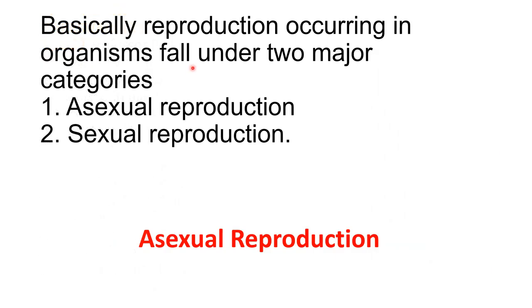Reproduction occurring in organisms falls under two major categories: asexual reproduction and sexual reproduction. The reproduction method which helps to perpetuate its own species without the involvement of gametes is referred to as asexual reproduction. Without the involvement of sexual parts, gametes, it is called asexual reproduction. We should learn the methods by which plants reproduce asexually.